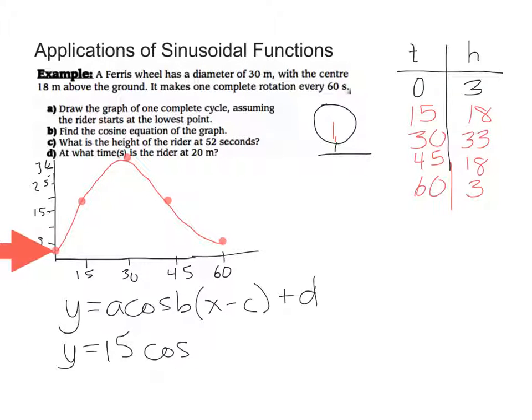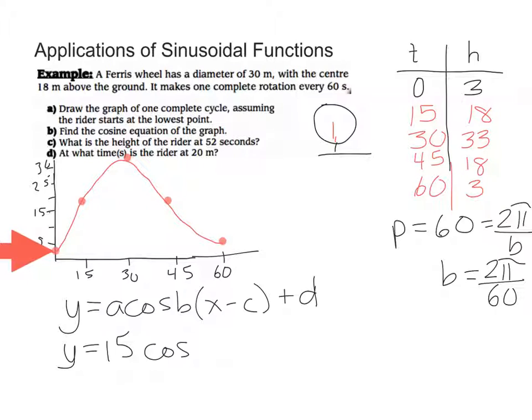Do you remember what b is? It has to do with the period, right? It's not just the period, but it has to do with the period. 2 pi over b is equal to the period. So we need to think about what's the period of this function. 60 seconds. So period equals 60, and that's equal to 2 pi over b. So b is equal to 2 pi over 60, or pi over 30.